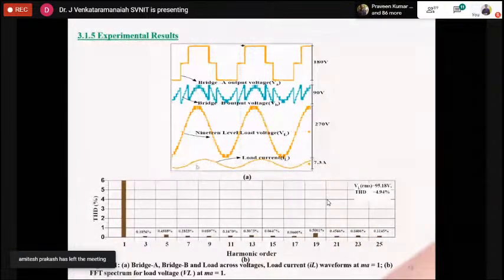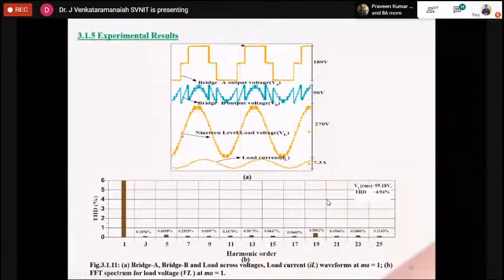If you see this one, the load current is a little bit shifted from this point. This delay is because the load is an RL load. And see the practical load current and load voltages. The load voltage THD is lower than 5%. In most cases, less than 5% THD is acceptable.